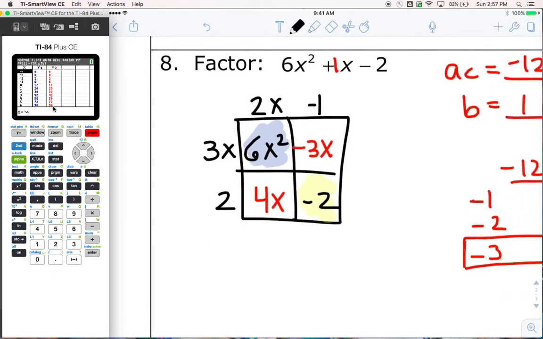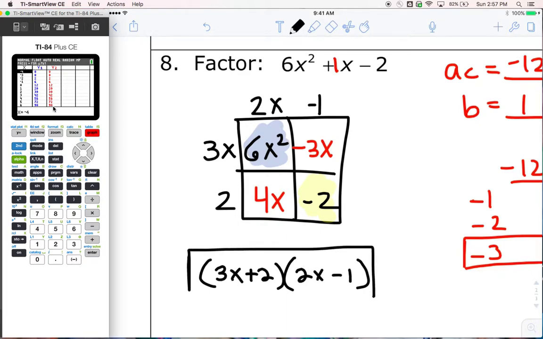So my factored form here is going to be 3x and a positive 2, so 3x plus 2. And a 2x and a negative 1, so 2x minus 1. And this is my factored form. Now I'm not going to do it, but if you want to check your answer, put this in y1, this in y2, and make sure those columns match.